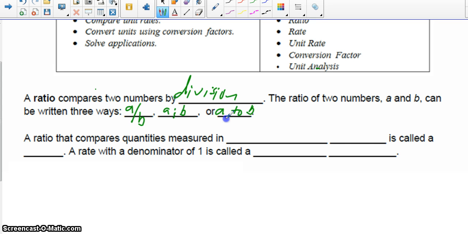A ratio that compares quantities measured in different units is called a what? Well, it's actually right here. It's called a rate. And a rate with a denominator of 1 is, of course, our unit rate, like what it costs per ounce of cola or what it costs per gallon of gas. Although that would not be the total price, that would be your unit price.